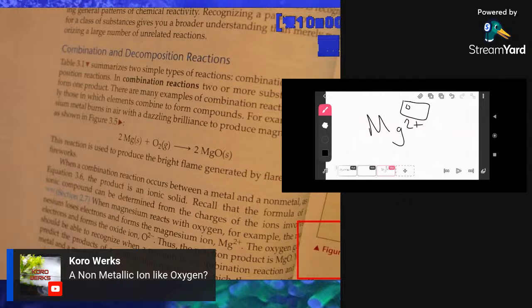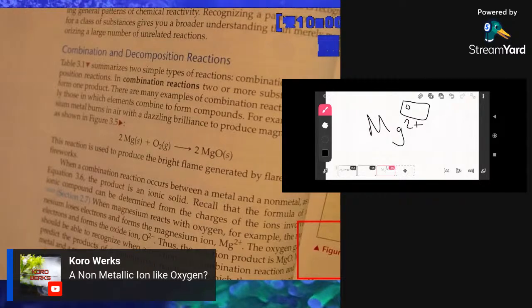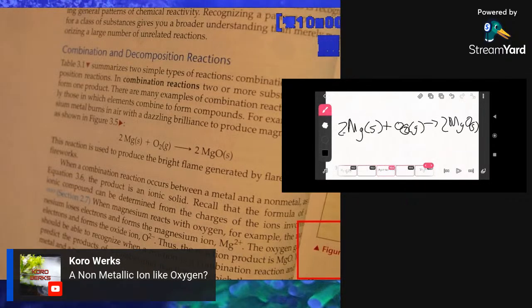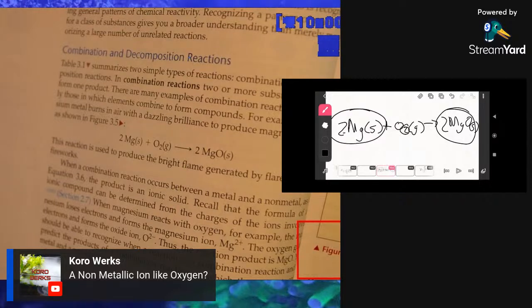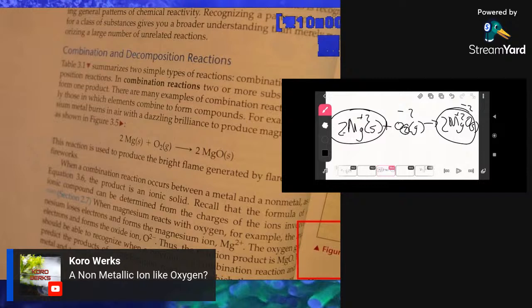A non-metallic ion like oxygen. So going back to over here, on this one, let's say you take this magnesium right here, or even this magnesium, you can see that the charge is always a +2, and the oxygen in most cases, not all the time, is usually a -2. But really, it's a gas, so it actually might not even have a charge.